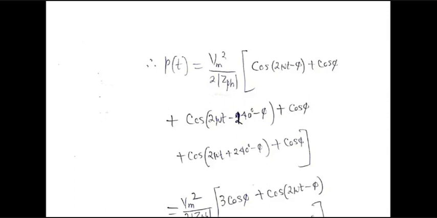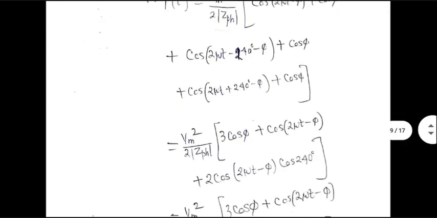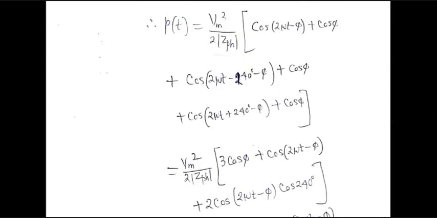And once you have come to this point, you see that one term in each case has no time component, so that you combine together as 3 cos phi. The other terms, if you look at them carefully, cos of 2 omega t minus phi will remain as it is, but the remaining two are cos of 2 omega t minus phi minus 240 degrees plus cos of 2 omega t minus phi plus 240 degrees.